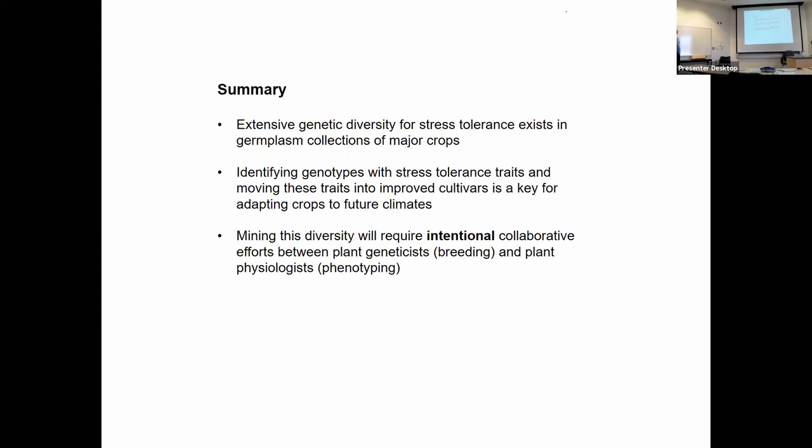Identifying genotypes with stress tolerant traits and moving these into improved cultivars is an approach for adapting crops to future climates. And one of the things I wanted to stress is that mining this diversity requires an intentional collaboration between geneticists and plant physiologists. We're doing the genetics and then doing the phenotyping to be able to screen for them.